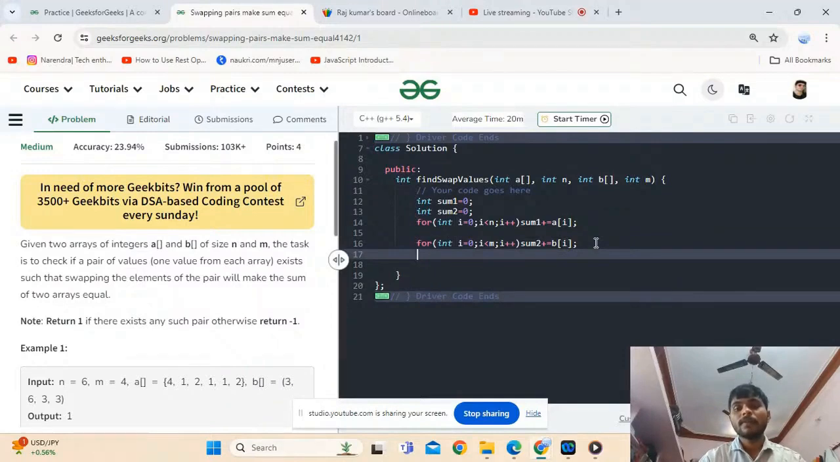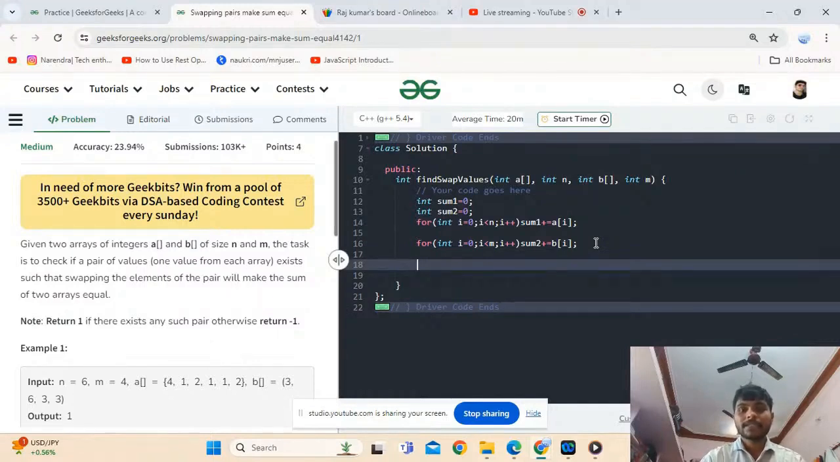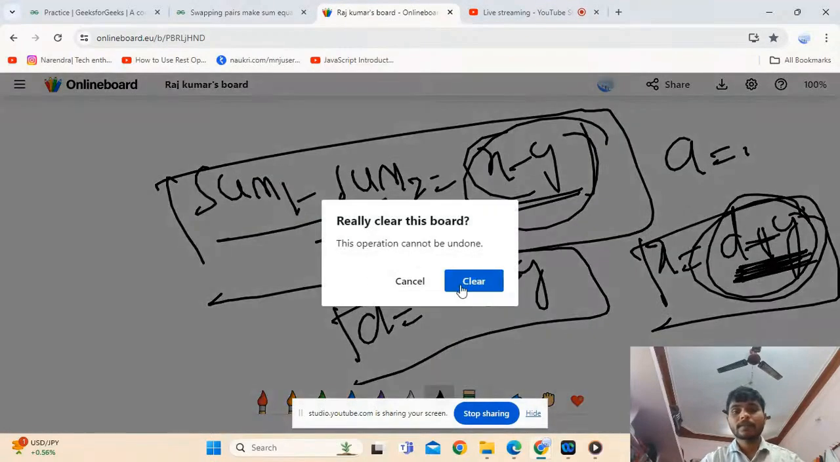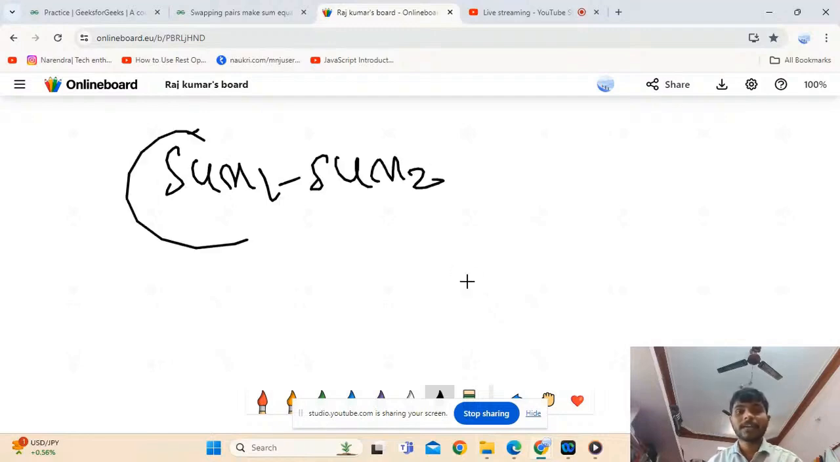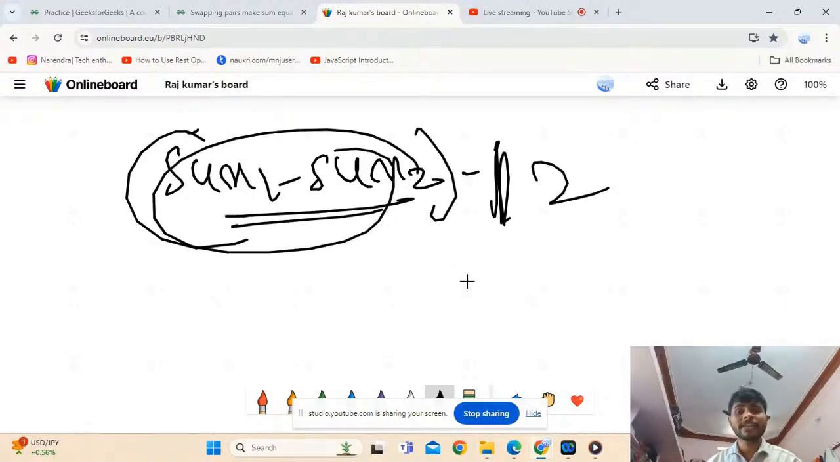Okay, now guys, here I have to calculate d. One more thing we have to check is that the difference should be divisible by 2. One thing we have to notice here is that sum1 minus sum2, we are dividing it by 2, right? This difference should be an even number.